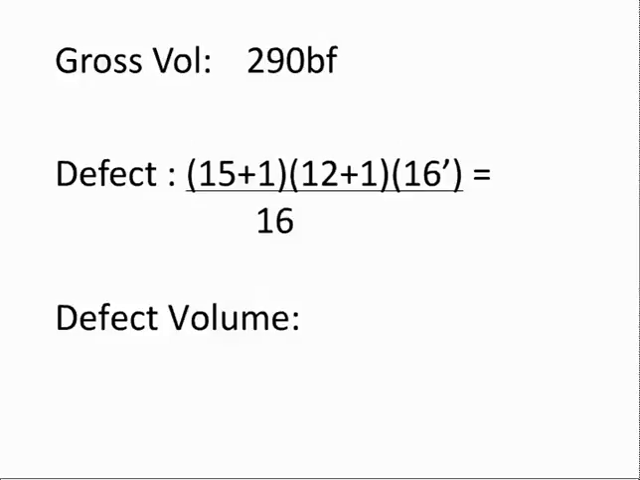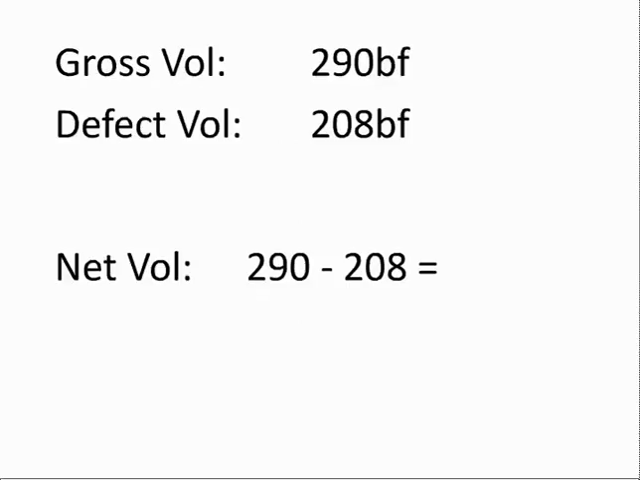So our defect volume then is 15 plus 1, 12 plus 1: 16 times 13 times 16 divided by 16, and you should have come out with 208. So make sure you do that. Make sure you understand that. So 208 is my defect volume. To get my net, I subtract the defect from the gross volume, and obviously I'm left with very little, 82 board feet. So that is the standard rule, and you will see that on the test. So be comfortable with that. Let me know if you have any questions.